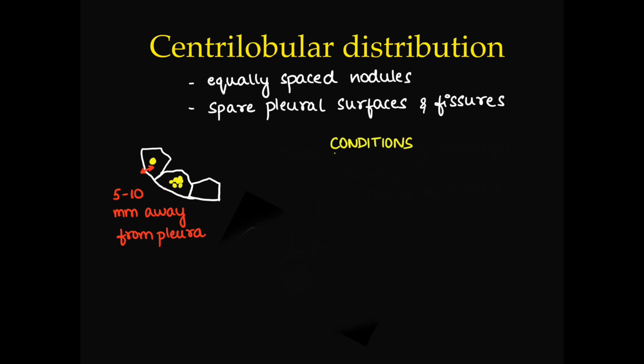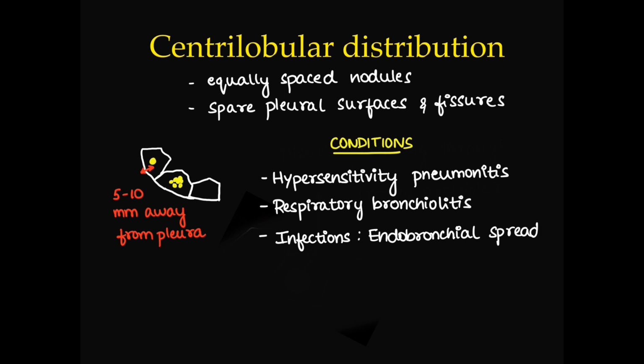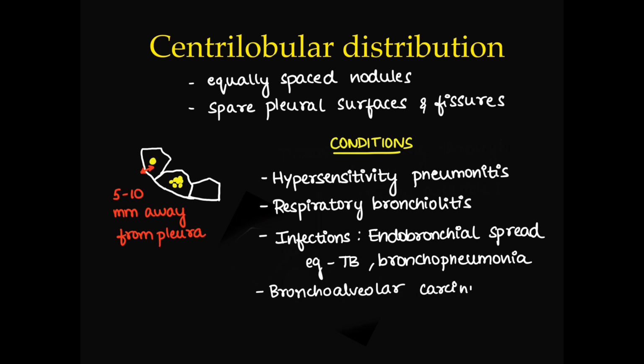Next we see conditions presenting as centrilobular nodular distribution. Hypersensitivity pneumonitis, especially early or acute stages. Respiratory bronchiolitis, since it spreads through bronchioles, it's centrilobular. Infections with endobronchial spread, which is shown by TB and bronchopneumonia. Next, bronchoalveolar carcinoma, as the name suggests, spreads through bronchioles.